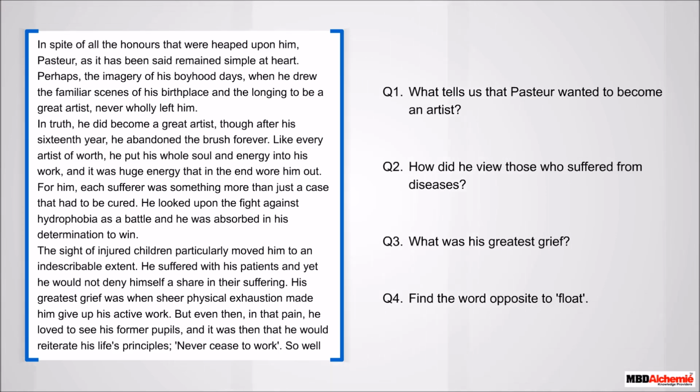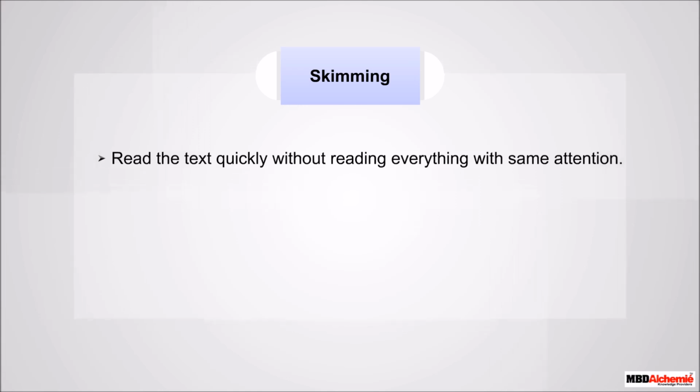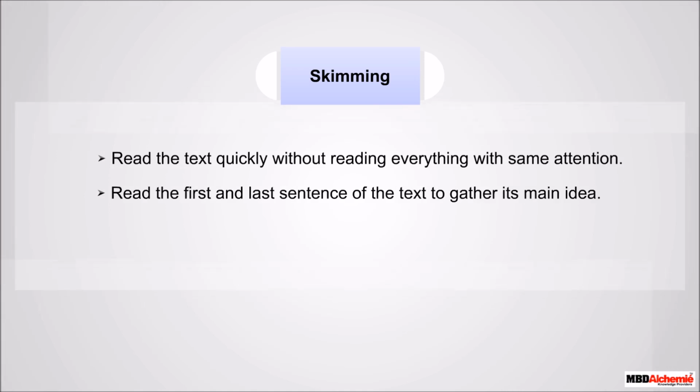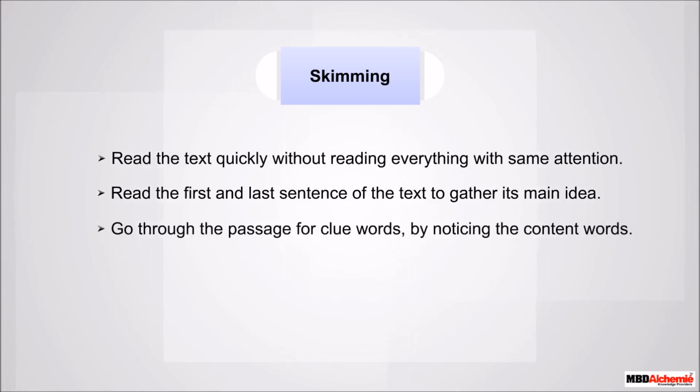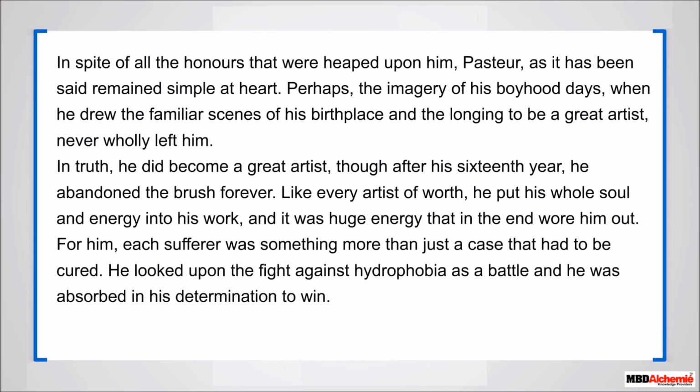First of all, we need to get the overview of the passage. This can be done by skimming through the passage. While skimming, we read a text quickly without reading everything with the same attention. We generally read the first and the last sentence of the text to gather its main idea and then go through the passage for clue words by noticing the content words. Let's skim through the given passage to get its overview.